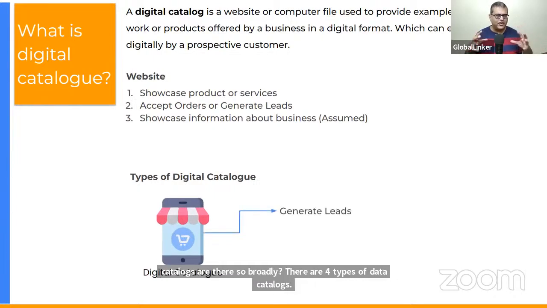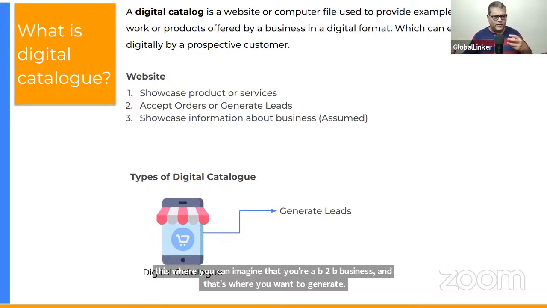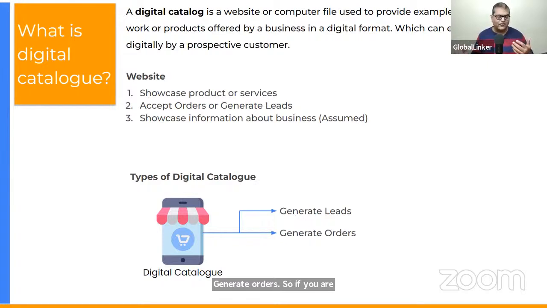The first type is which will help you generate leads. So this is where you can imagine that you're a B2B business, and you want to generate leads for your business. Obviously, for a lot of B2B businesses, it is not possible to receive orders, right? So they would want to generate leads, and for that, it helps them generate leads. The second is generate orders. So if you are someone who wants to receive orders from prospective customers, in that case, it allows you to receive orders. So that is the second type of digital catalog.